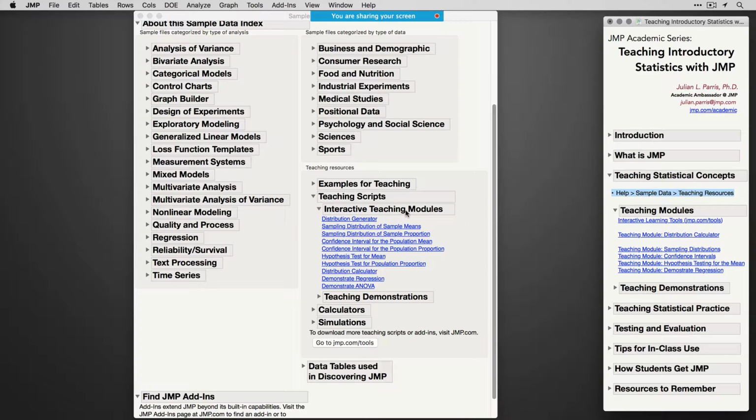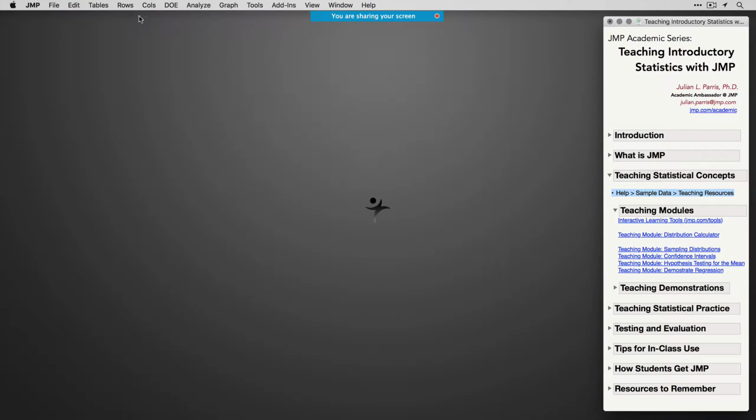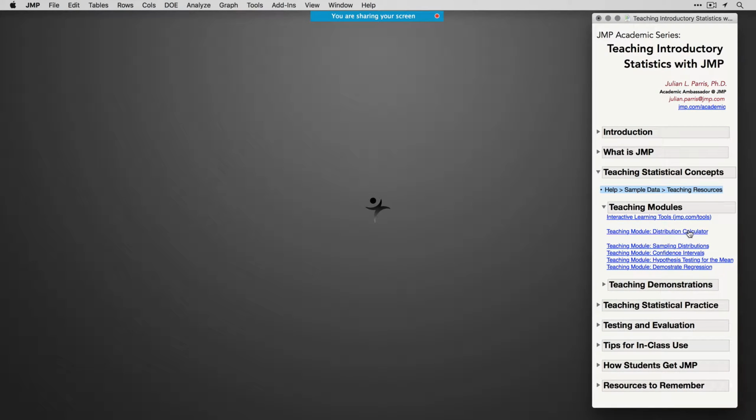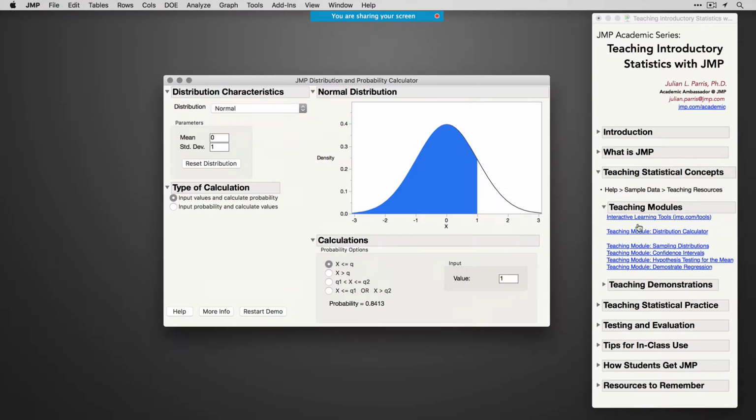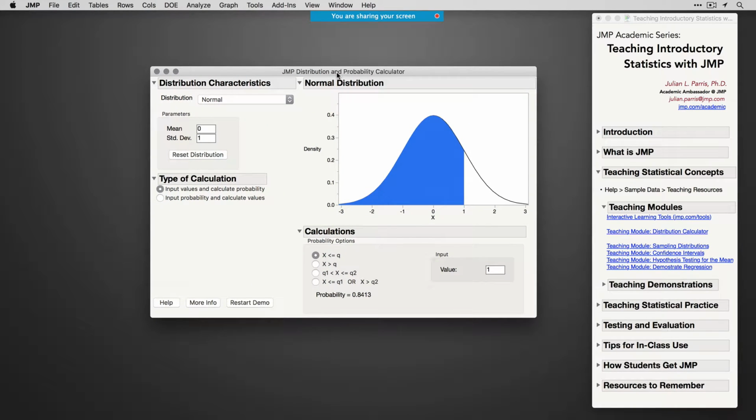And so once you're in the interactive teaching modules section, each of these is really a full-fledged module or teaching demonstration to teach a particular concept. And the ones I want to talk about, I've sort of pulled out to the right-hand side here, because what I want to show you is a little bit in depth on how these work and maybe a couple suggestions on how you might want to incorporate them within your curriculum. Now, the first teaching module, the distribution calculator, isn't one so much for teaching a concept, but one to make the probability calculations that a lot of us use in our courses a little more visual and a little more interactive.